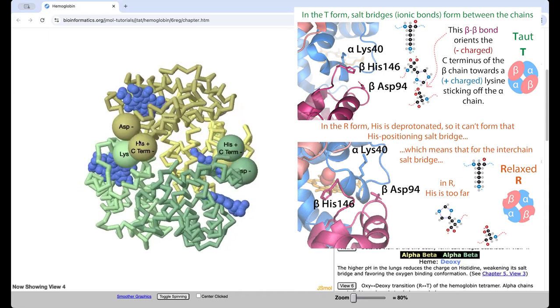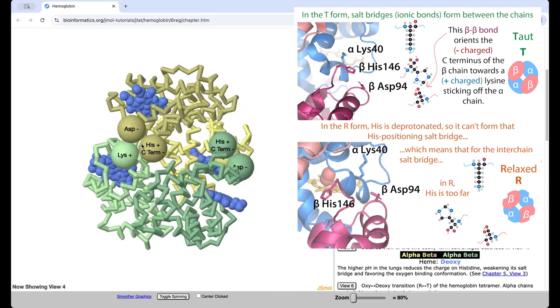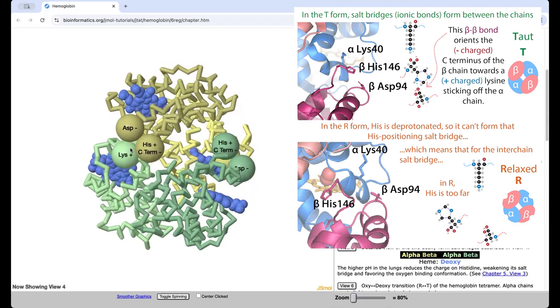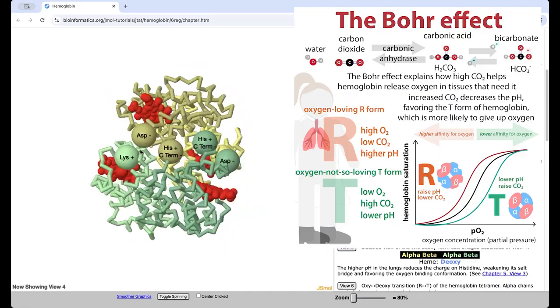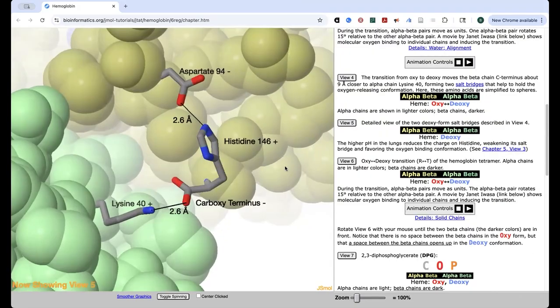And so that's why at a lower pH, you're going to have more proton availability. The histidine is more likely to be protonated, so you're then going to get the aspartate interaction that allows the C terminus to bond to the lysine. We'll get more into that when we talk about the Bohr effect. As we talk about, there are a lot of different ways you can represent structures. Here we're seeing space filling, and then these are shown in stick.